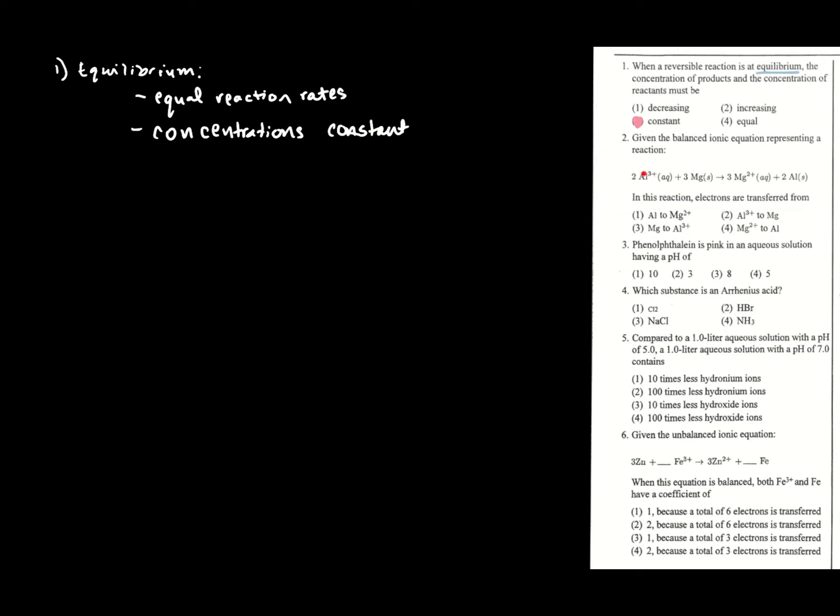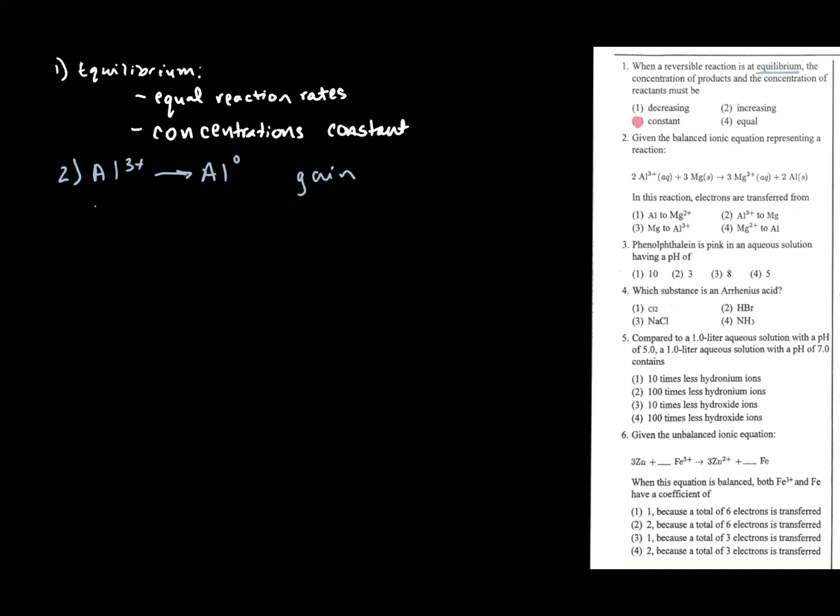Okay, for number two, here we have an ionic equation that's balanced, and we are looking at where the electrons are being transferred from. So when someone loses electrons, those electrons are gained by someone else. So first we need to identify who is losing and who's gaining. So let's look at here. We start with Al3+. It goes from 3+ to 0. So I'm going to write that. So in this case, this is a gain of electrons because we become more negative.